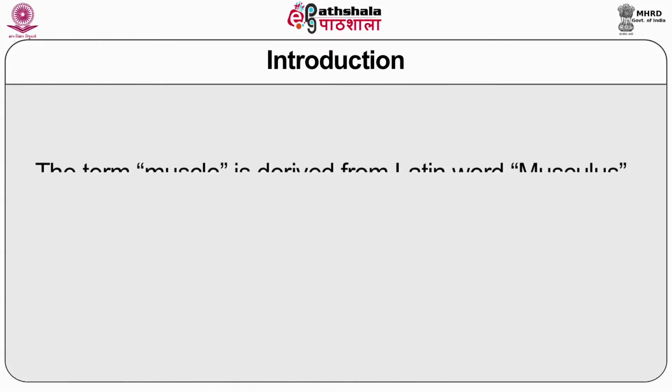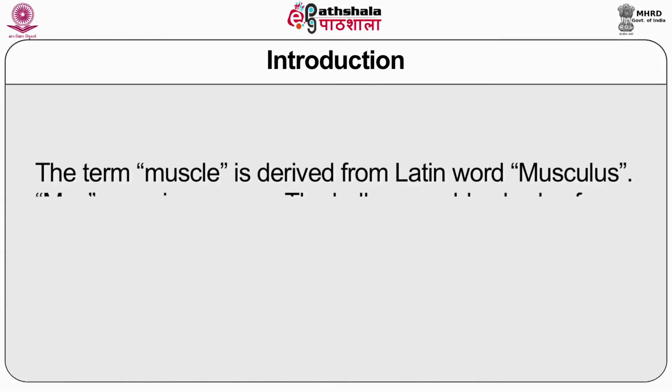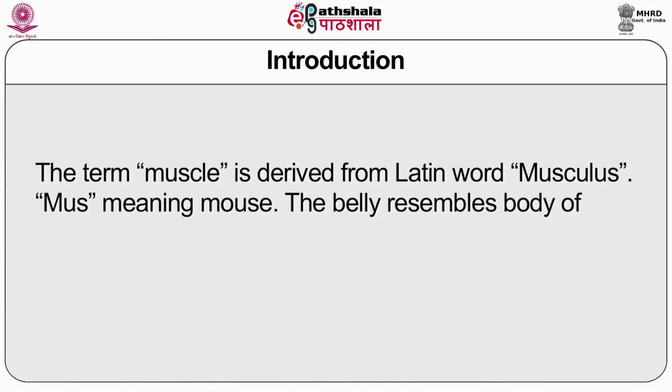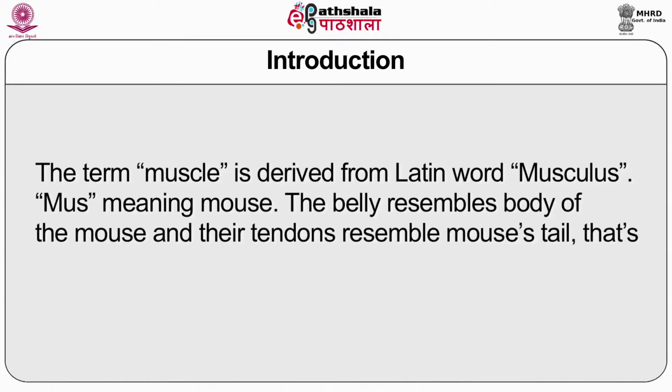The term muscle is derived from the Latin word musculus, where mus means mouse. The belly of the muscle resembles the body of the mouse and their tendons resemble the mouse's tail. That is why it is named a muscle.